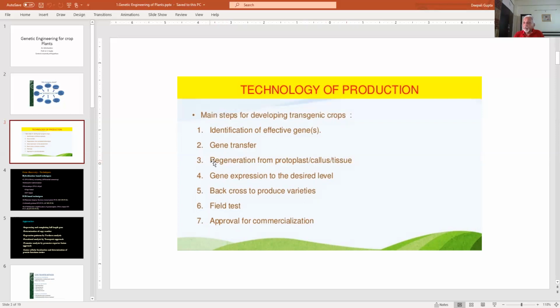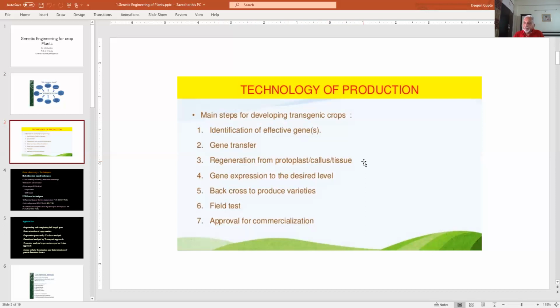We will talk about these technologies later. But then one should have the gene transfer technology in hand, and then the plant regeneration protocols to regenerate a plant from the transformed either chloroplast, callus, or tissues to get a transgenic plant.